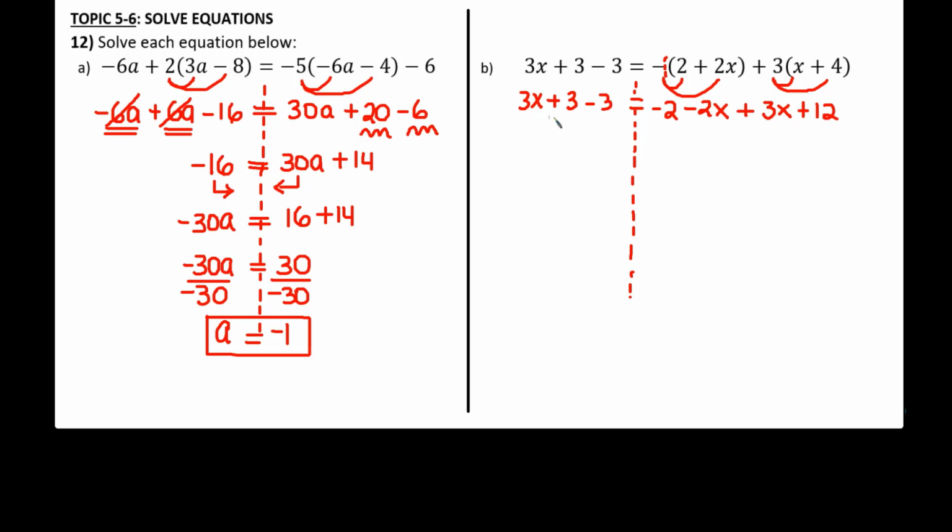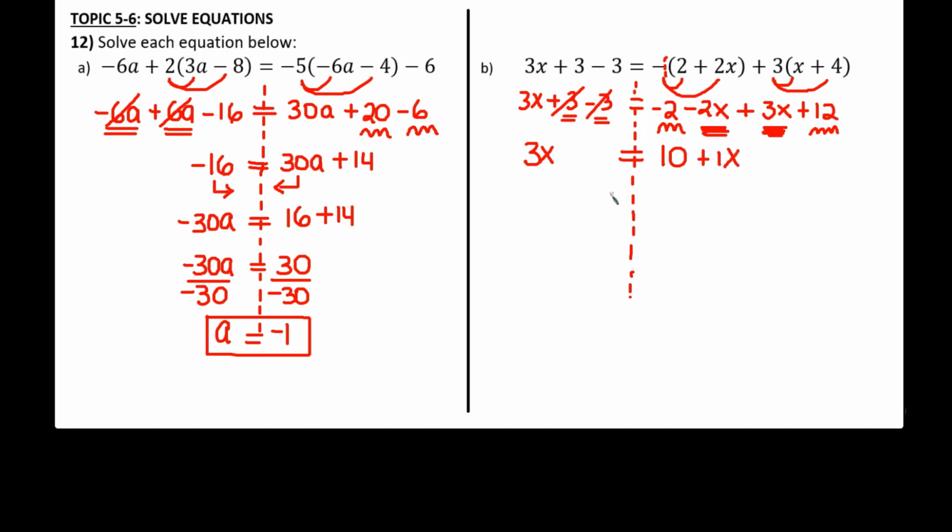Now let's combine like terms. On this side, I can combine the 3 with a negative 3. And on this side, I can combine negative 2 with positive 12. And also I can combine negative 2x with positive 3x. So let's see right now. 3x goes down. 3 minus 3 cancels. Equals. Negative 2 plus 12 is 10. And negative 2x plus 3x is positive 1x.